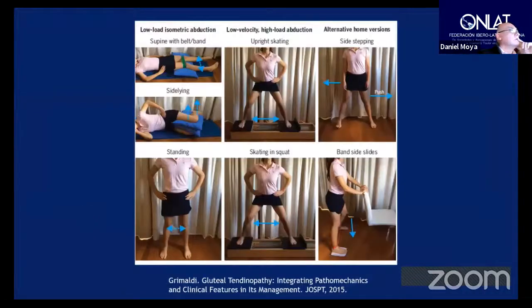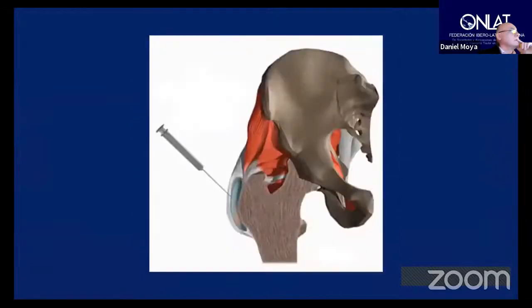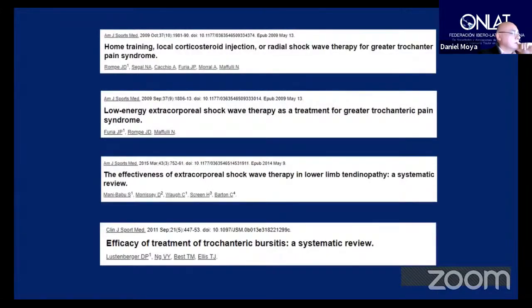It is also very important to strengthen the gluteus minimus and the gluteus medius to find a balance between them and the muscles that are acting on the fascia lata. The role of injections of corticosteroid in the area of the bursa is, as you can expect, very limited. On one hand, because as we have seen, most of the patients do not have a bursitis, do not have an inflammation process. And on the other hand, because as we will see, the effect of the corticosteroids is very limited in time. There is important evidence supporting the use of both radial pressure waves and focus waves in the treatment of this condition.